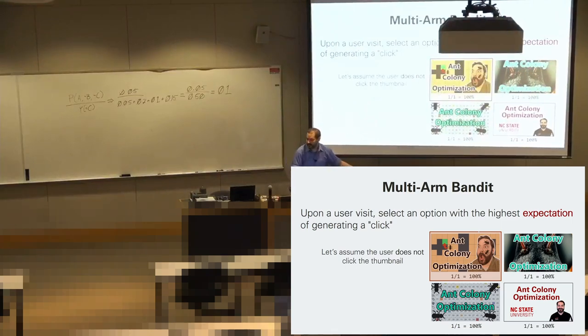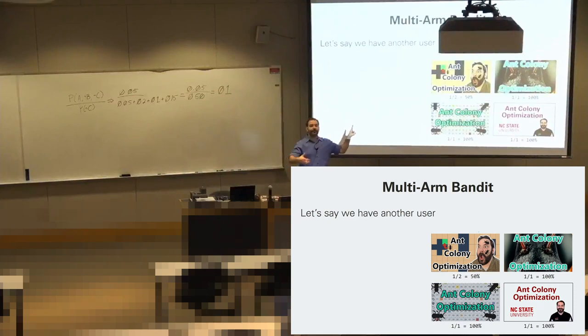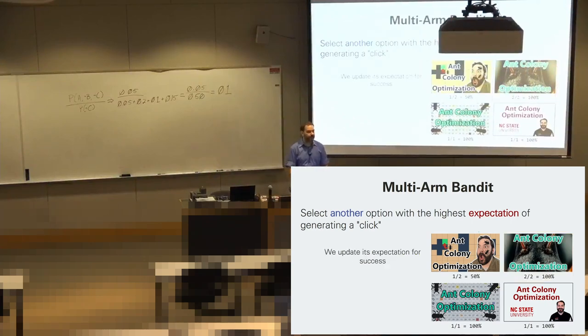Let's assume that they don't click on it. Okay, well, what do we do? In that case, you update the heuristic. Now I have a second observation, so the likelihood of this being successful is now a 50% chance. That's just one user. A new user comes in. I repeat the process. This time, pick a different one that has your expected highest value, in this case the Gen AI big old ant. Let's assume that the user clicked on this one. Okay. You log how many times you've presented this, and you log how many times it was successful. You do this over and over again.